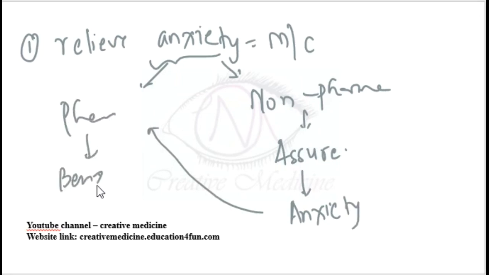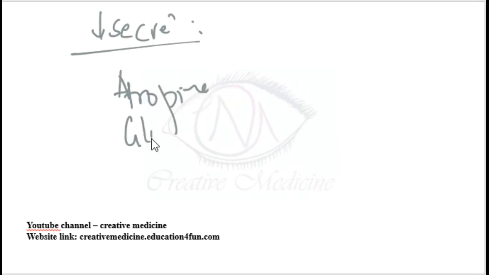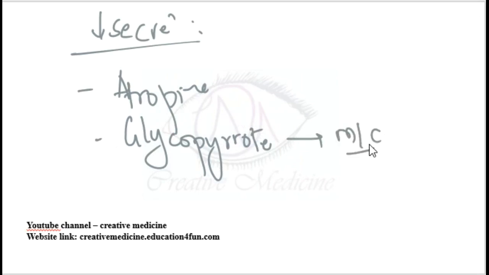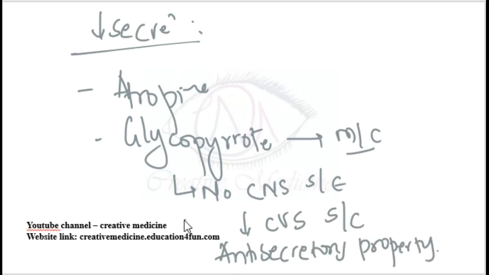Second, the goal of pre-medication is to decrease the secretions. Drugs like atropine and glycopyrrolate are used for decreasing secretions. Glycopyrrolate is used more commonly than atropine because it has no central nervous system side effects, it has fewer cardiac side effects, and its anti-secretory property is better than atropine.